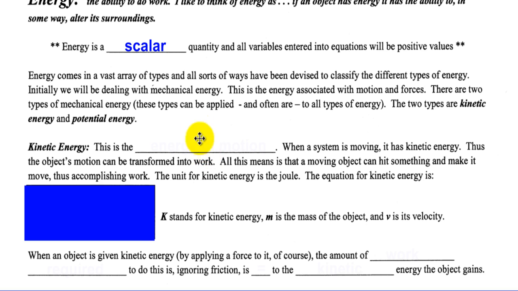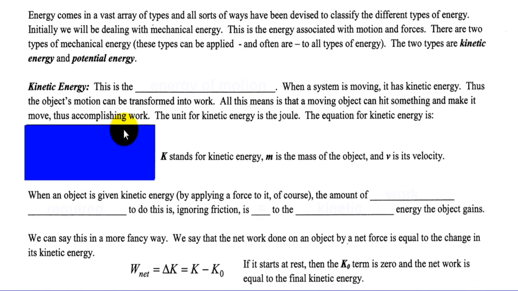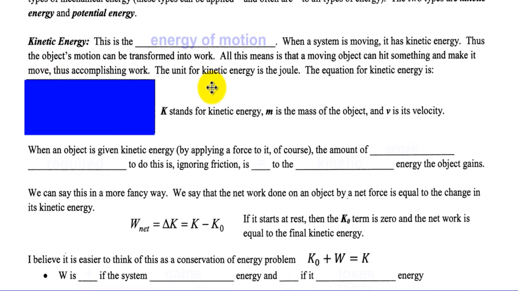So energy comes in a vast array of types. We're basically going to use the same types we used before. We're going to use kinetic energy, and we're going to use a couple forms of potential energy. We'll get into other types of energy second semester, but right now we're just going to concentrate on the same ones as last year: kinetic, gravitational potential energy, and elastic energy, which is a type of potential energy. So kinetic energy, right? This is the energy of motion, so we know if an object is moving, it has kinetic energy.